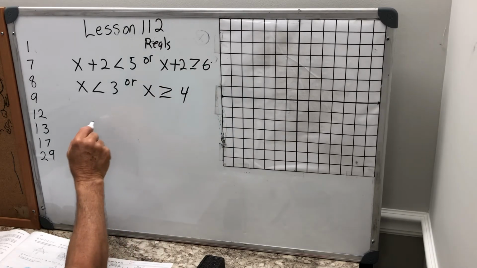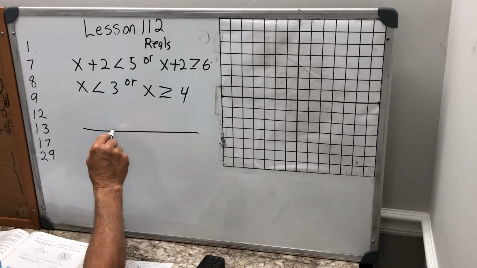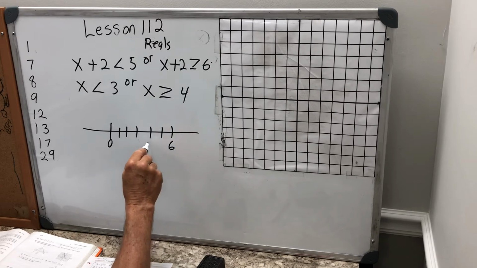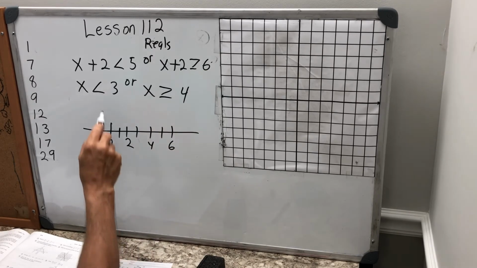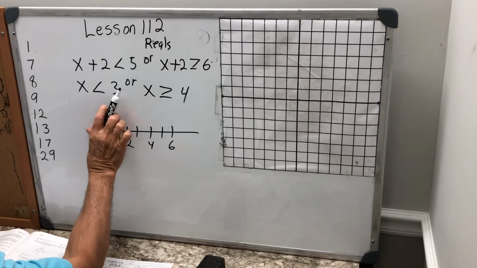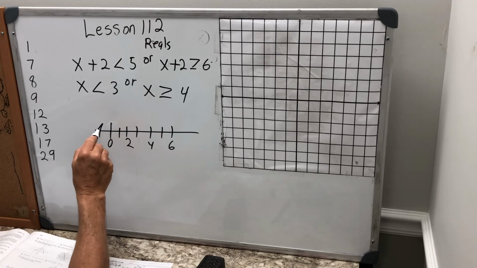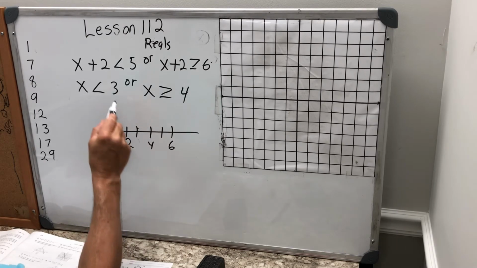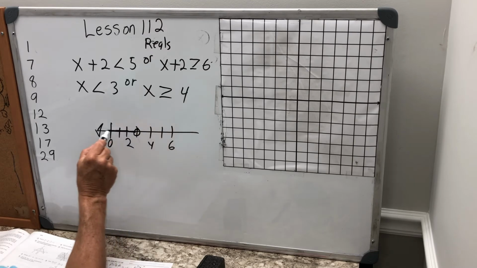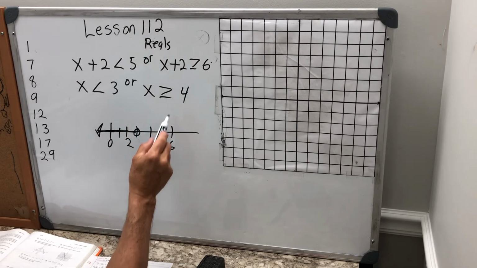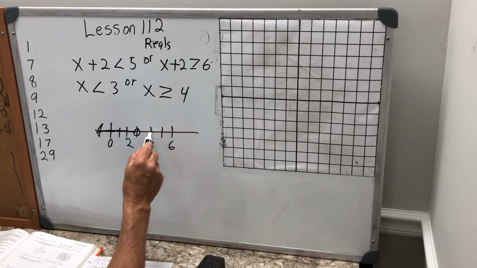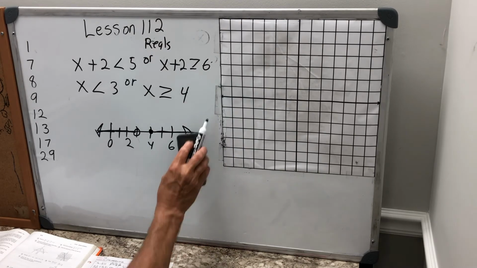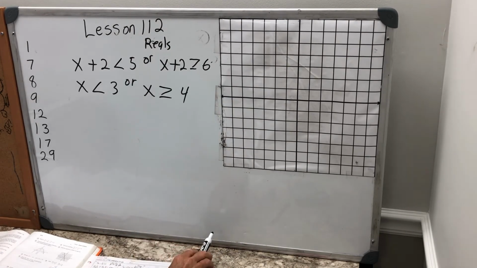Remember, this is reals. So here's our number line again, 0, 1, 2, 3, 4, 5, 6. We'll do this one first. So x is going this way, the arrow's going this way, and we do the 3 right here. It's reals, and it's not equal to, so it's an open circle, and it goes this way. This one on this side starts off at 4, and it does equal it, so we get a solid dot and an arrow to the right. There's the completion of number 13.